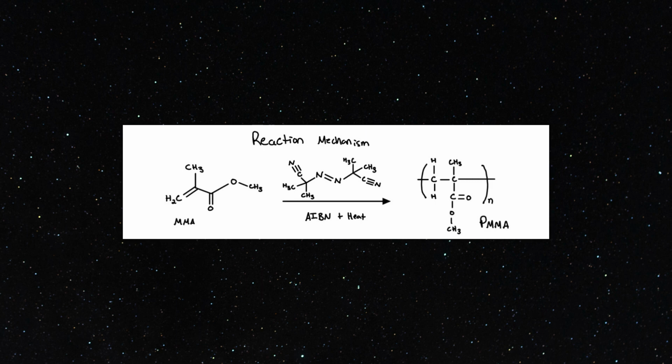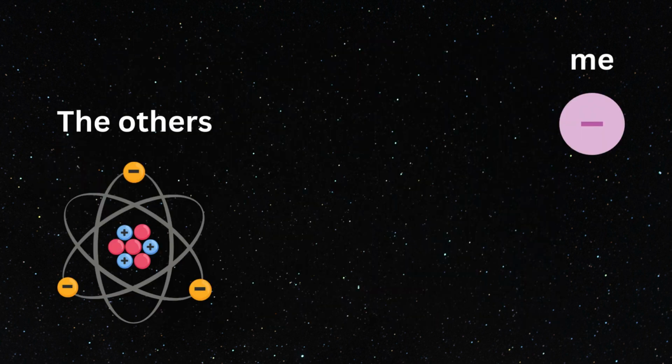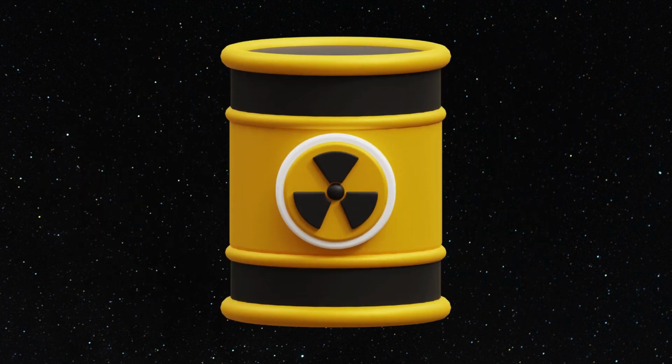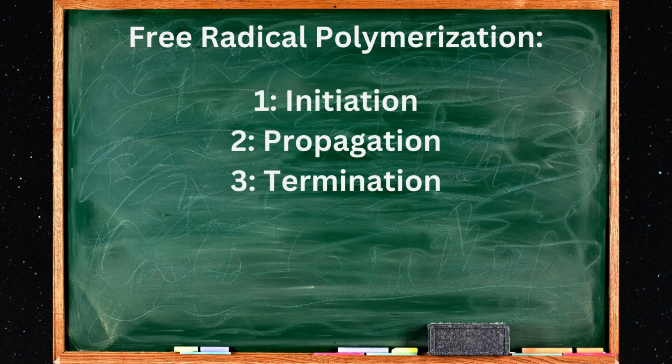In this lab, we will be polymerizing methyl methacrylate, our monomer, to form polymethyl methacrylate. We will be using free radical polymerization to form our polymer. Free radicals are unpaired electrons, which are highly reactive and dangerous. Free radical polymerization has 3 steps: initiation, propagation, and termination.